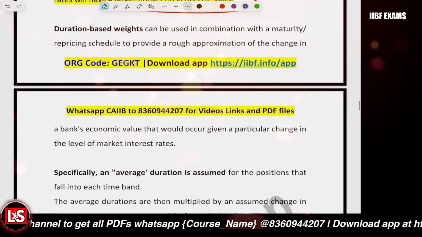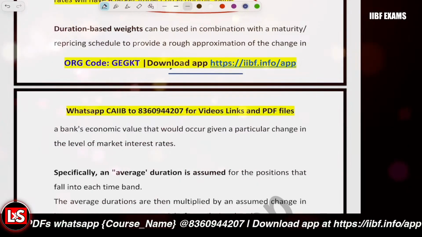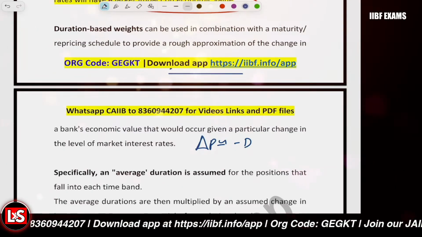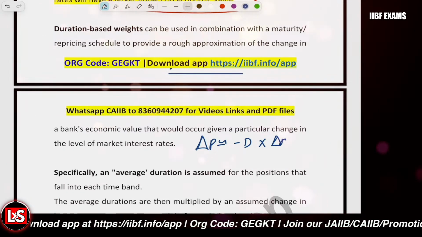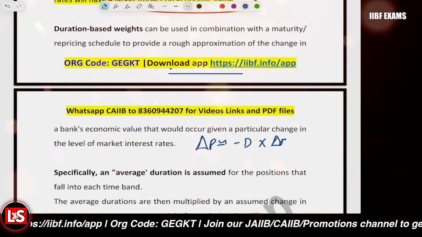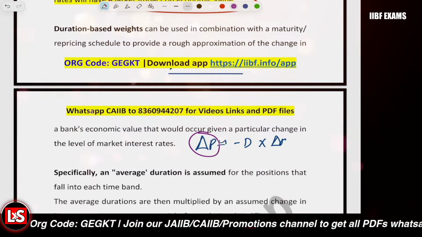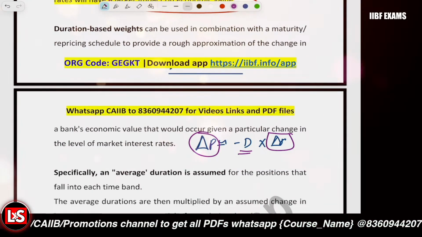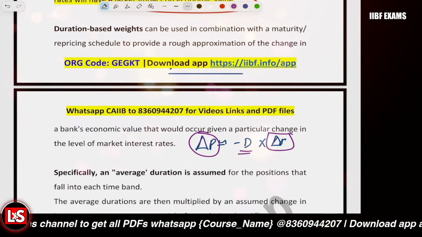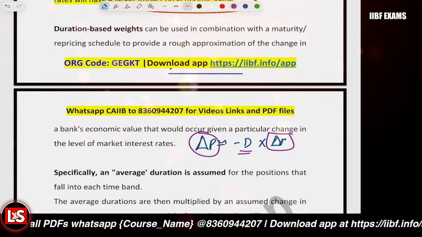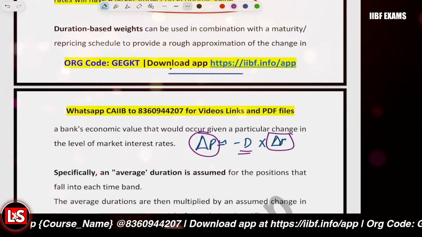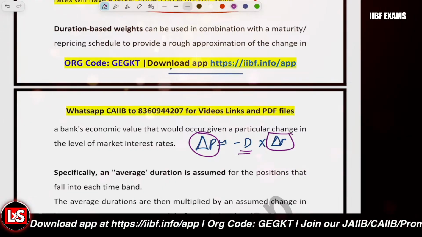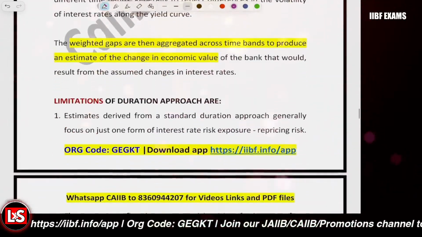And there is a core relationship in it. We can signify it like saying delta P is equivalent to minus D into delta R. Now, what does this indicate? Delta P is basically the change in price, D is the duration, and delta R is the change in the interest rate. So this is a core relationship. So if there is more change in interest rate, there will be more change in price or economic value, right? Is that clear to you?